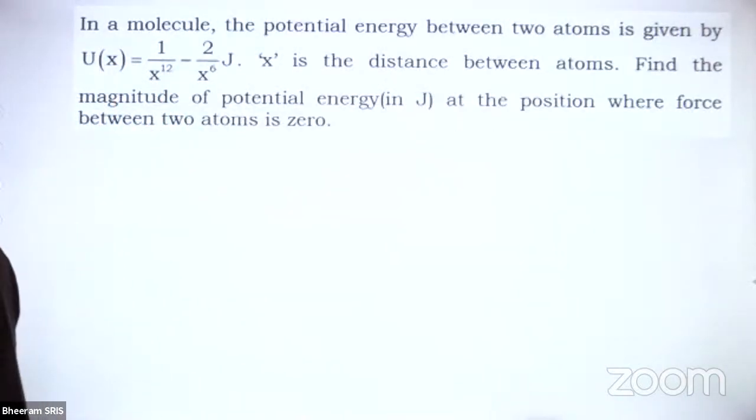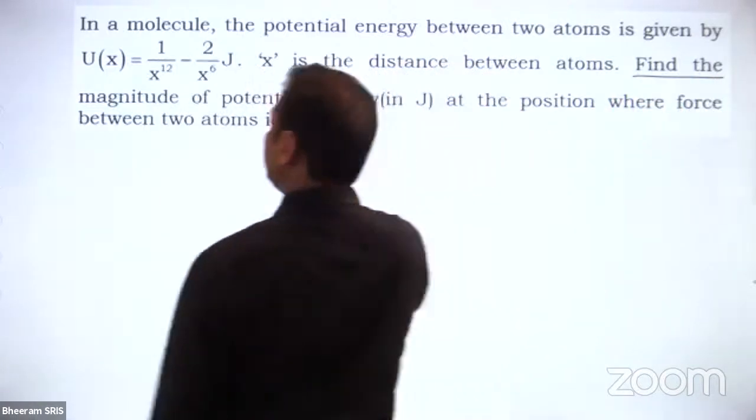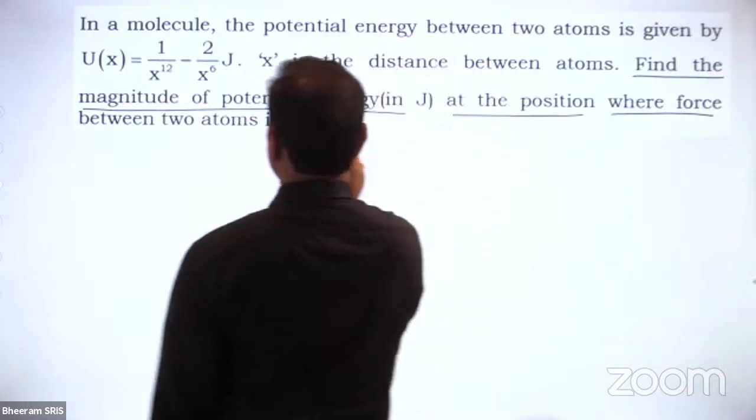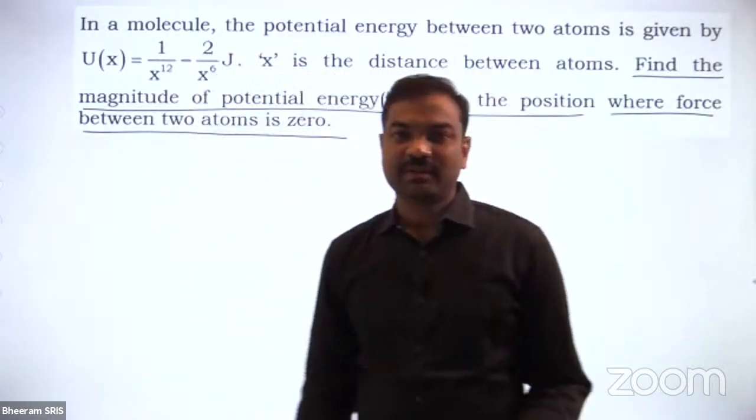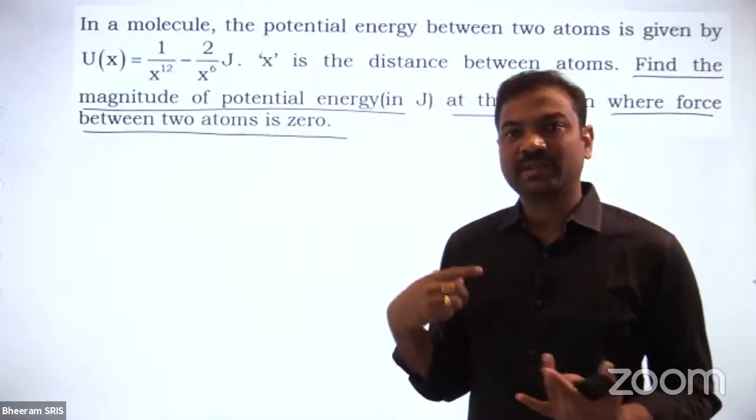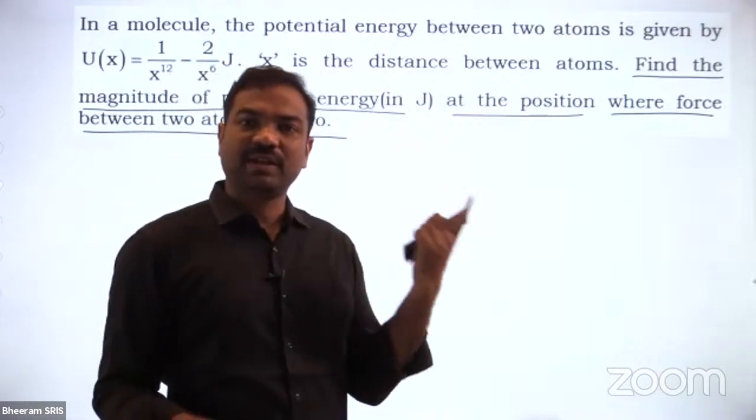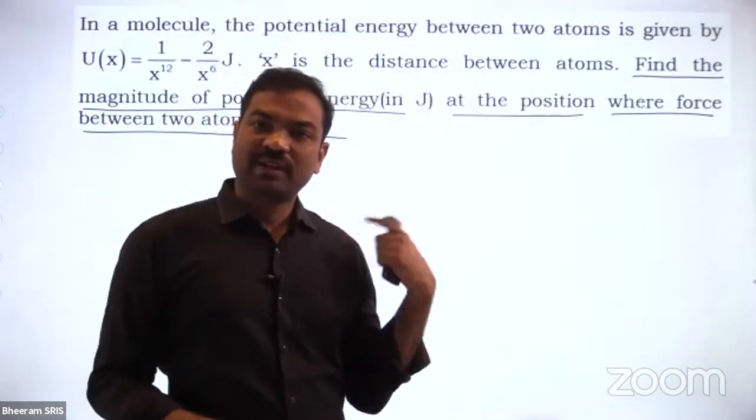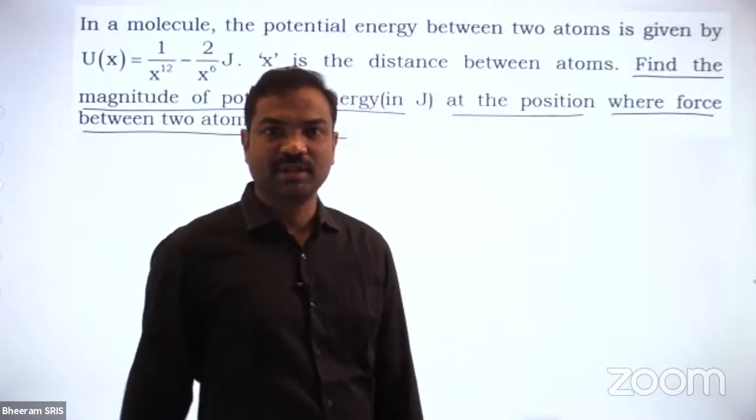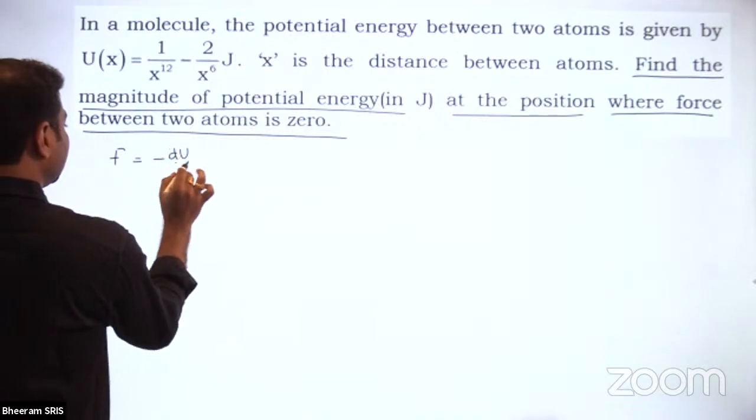Next, again potential energy came, and they're asking to find the magnitude of potential energy at the position where force is 0. Understood? We have to find the potential energy value, but where force is 0. So ultimately we have to find the force first, then see where force will be 0. Wherever force is 0, there you have to find the potential energy. That is the logic of the question. First, let us calculate force. What is the force value? I can write minus du by dx.